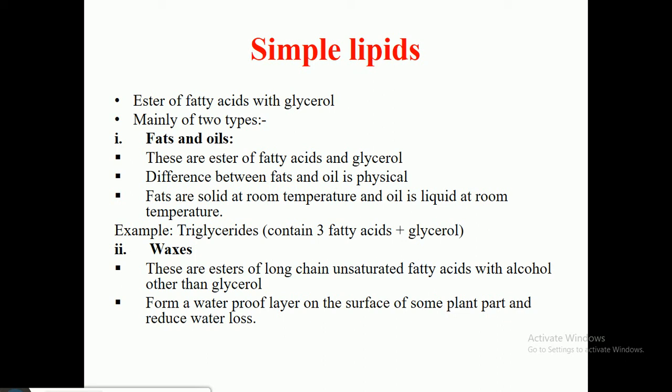It forms a waterproof layer on the surface of some plant parts and reduces the water loss. Waxes are also responsible for this. It forms a waterproof layer on the surface of some plant parts and reduces the water loss. So that's why they are hydrophobic in nature.